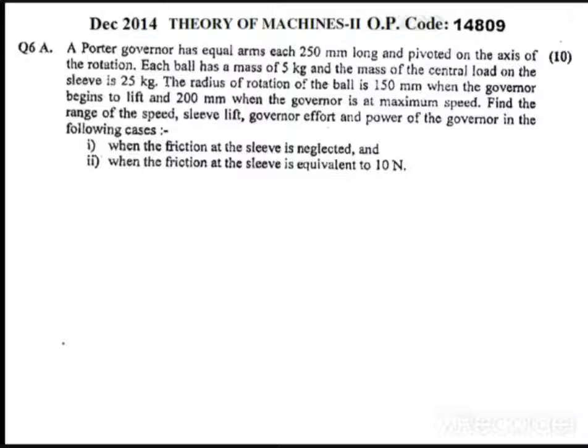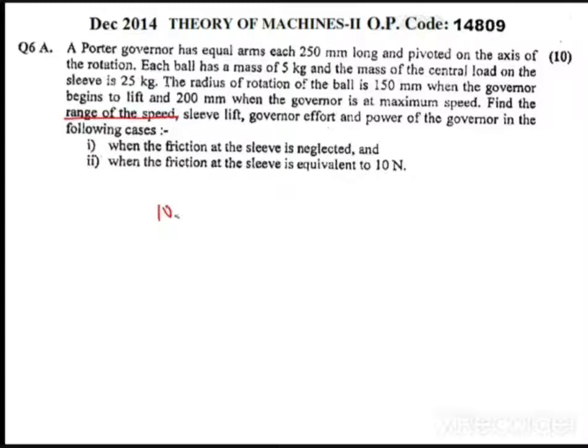So let us see what the problem is. A Porter governor has equal arms, each 250 mm long and pivoted on the axis. The problem definition is the same as we have solved. December 2014, Theory of Machines, question paper code 14809. Each ball has a mass of 5 kg and the mass of the central load on the sleeve is 25 kg. The radius of rotation of the ball is 150 mm when the governor begins to lift, and 200 mm when the governor is at maximum speed. Find the range of the speed.